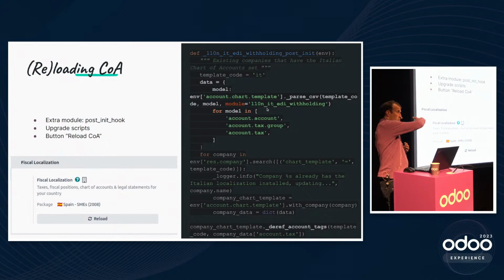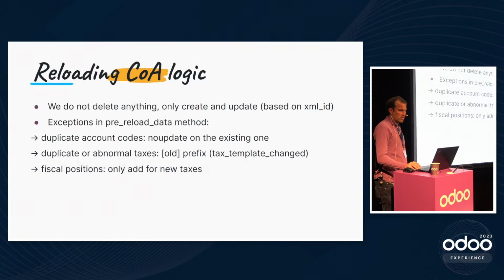But when you already have a company with an existing chart of accounts, you're able to load those new taxes easily by just calling this parse CSV and load the data. So this is just an example. This reloading of the COA is really handy to update the chart of accounts you have.